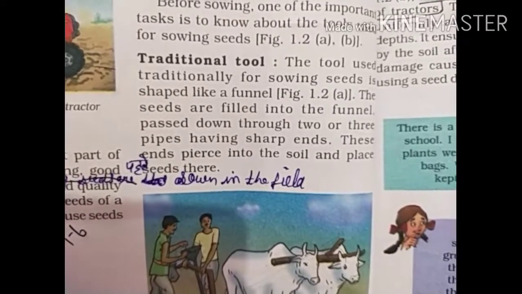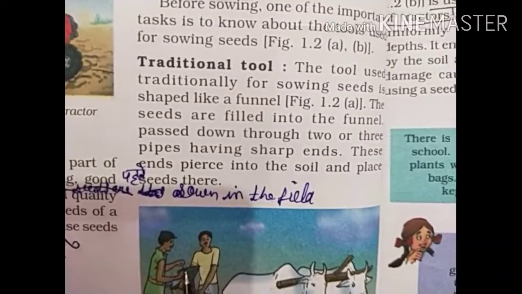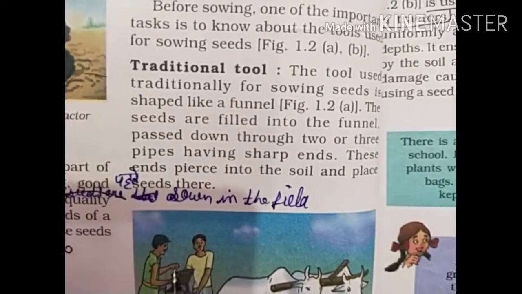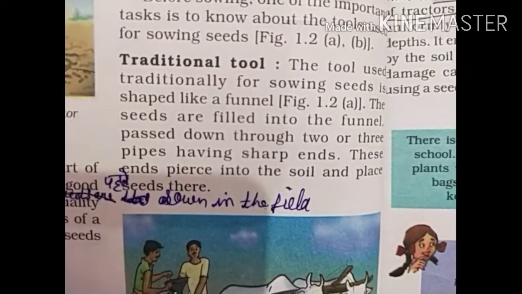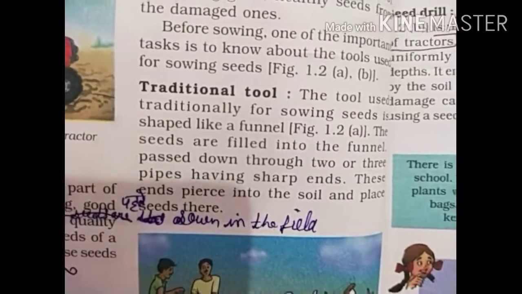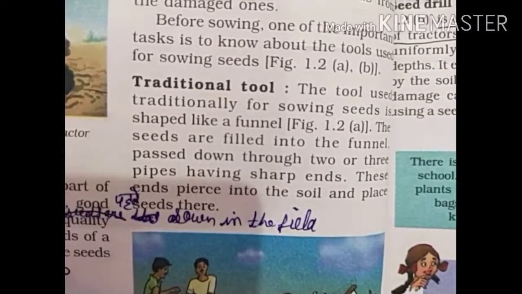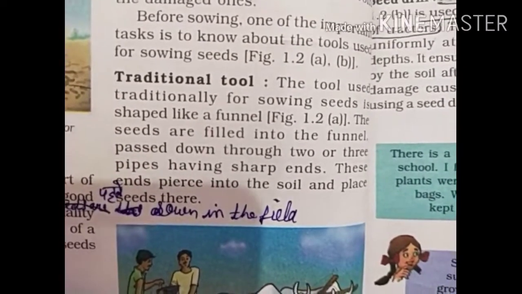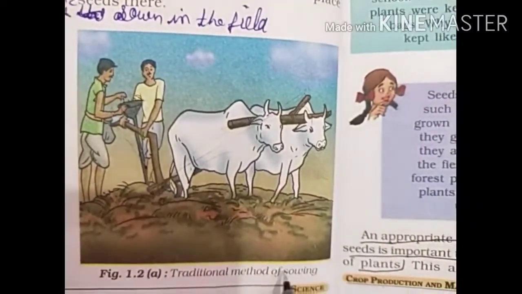Here the plow is here. The plow makes holes and loosens the soil, and as the soil becomes loosened and hollow, with the help of this funnel, the farmer puts the seed into this funnel, and from this pipe, the seed goes into the hole. Thus they can sow the seeds. This is the traditional method of sowing.